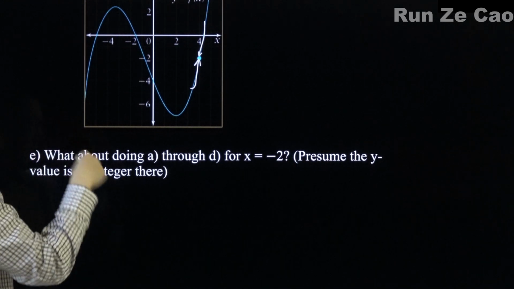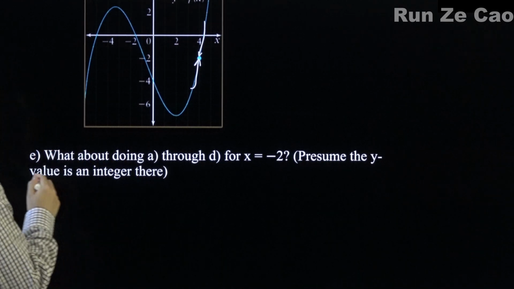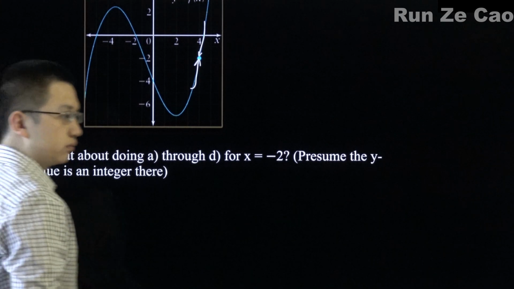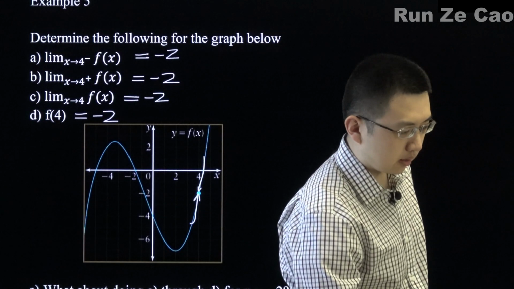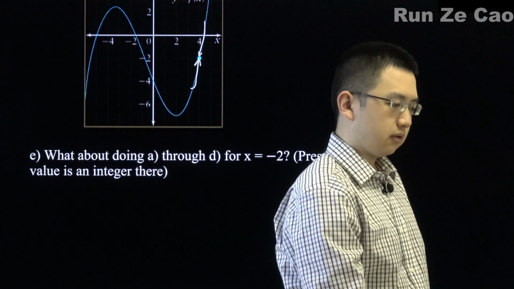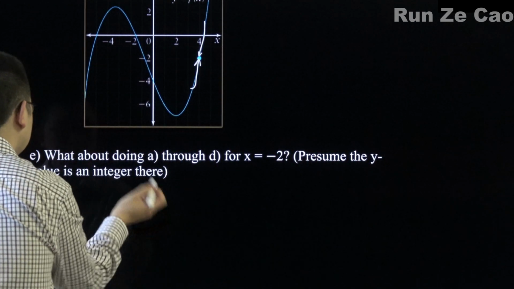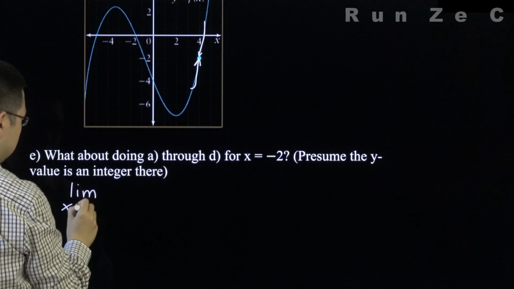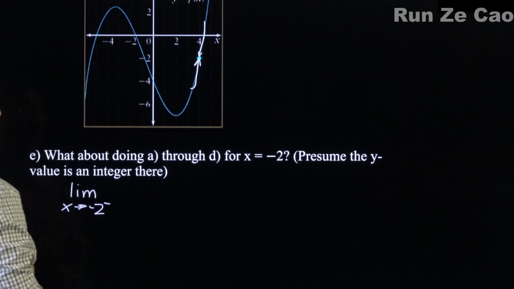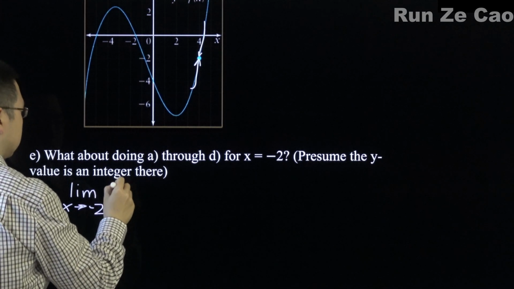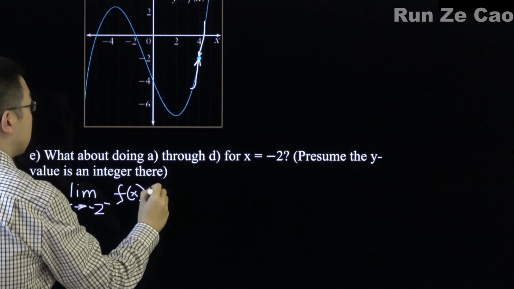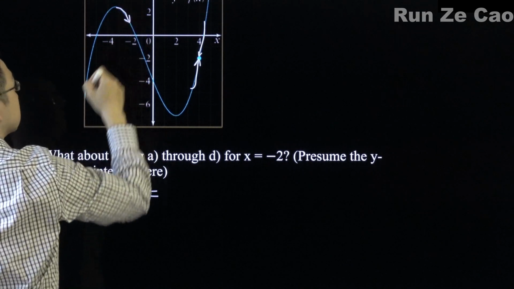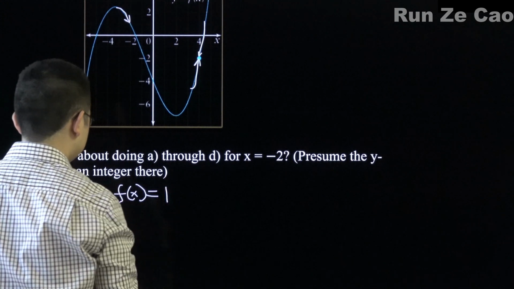It's much better if you actually have the equation of the function to work with. But in this case, we don't. So doing a through d for x equals negative 2. Now that means the left-hand limit, the right-hand limit, or left side, right side, depending on region. So the limit as x approaches negative 2 from the negative side for f of x is equal to, well, we can see that it approaches 1.